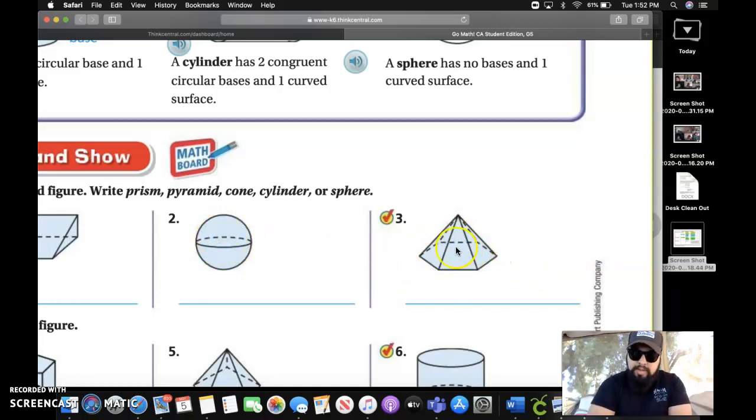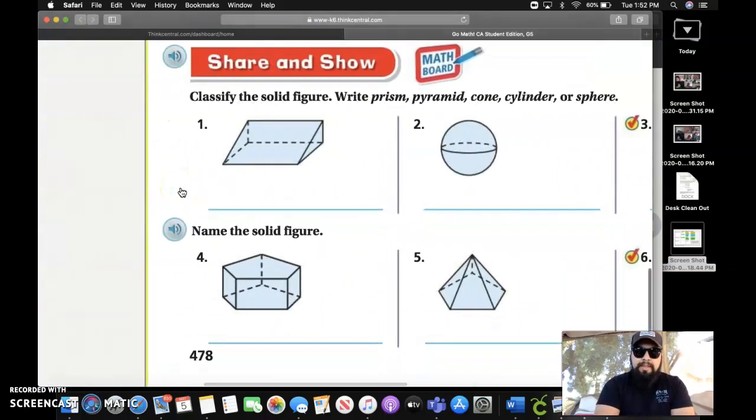Okay, this one, number 3. We have 1, 2, 3, 4, 5, 6 sides. It makes it a hexagonal something. And we know that there's only one base, so it makes it a pyramid. So a hexagonal pyramid. Okay.